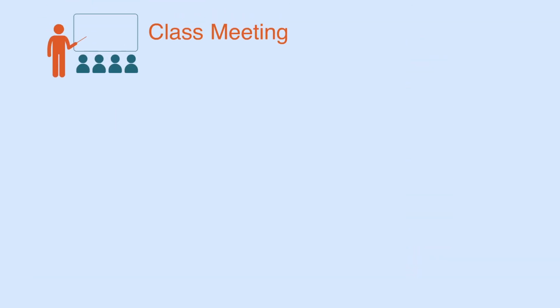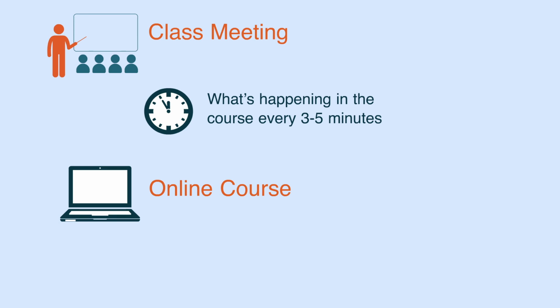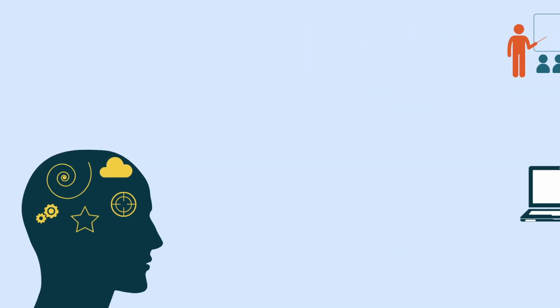For a class meeting, an observer might simply document what's happening in the course every 3 to 5 minutes. What is the instructor doing and what are the students doing? For an online course, an observer might want to look at a module or unit for the ways students are engaging with the content, the instructor, and one another.